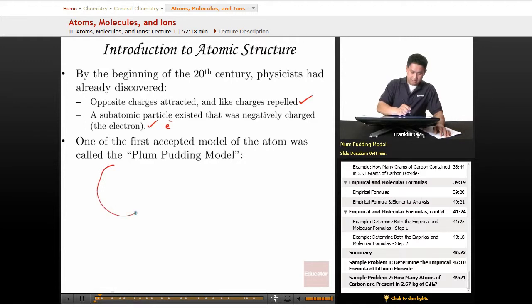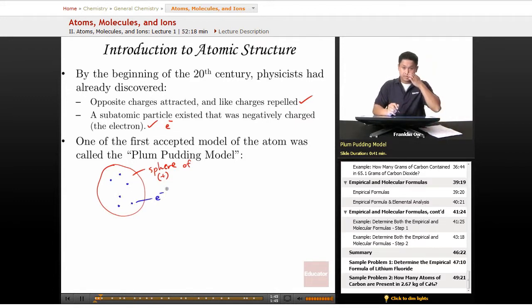And what the plum pudding model was the following. It was essentially a sphere of positive charge, and embedded in the sphere of positive charge were the subatomic particles, the electrons. And these were completely stationary, if you will. But there was no accounting for any other type of subatomic particle. So once again, this is called the plum pudding model. So a sphere of positive charge that contained electrons scattered throughout.